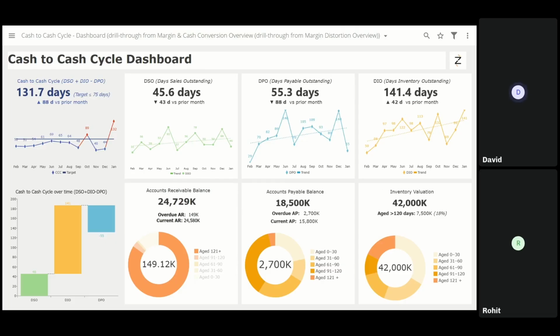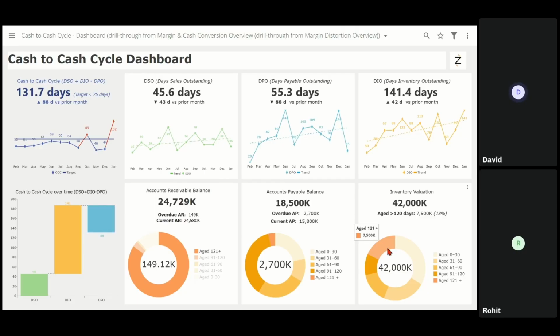So if we analyze here again where the cash is stuck, the answer from this dashboard is clear. The inventory is the main problem, right? We have a DIO of 141 and 18% of my inventory is more than 120 days. The receivables and the payables are kind of the same. They're kind of cushioning each other, so that shouldn't be part of the problem.